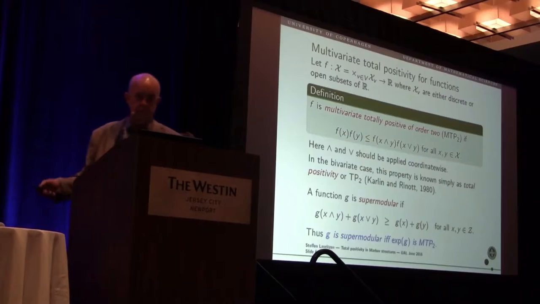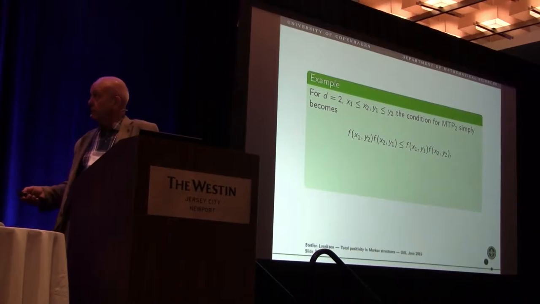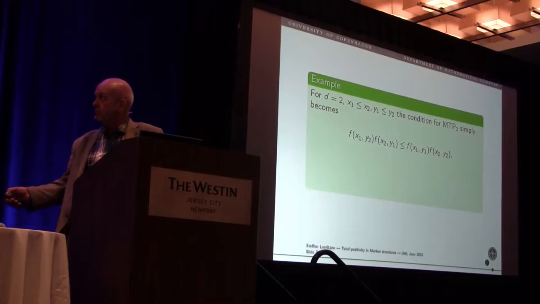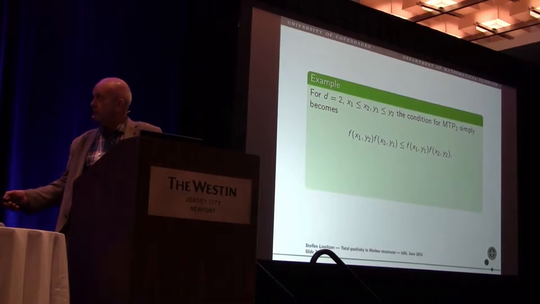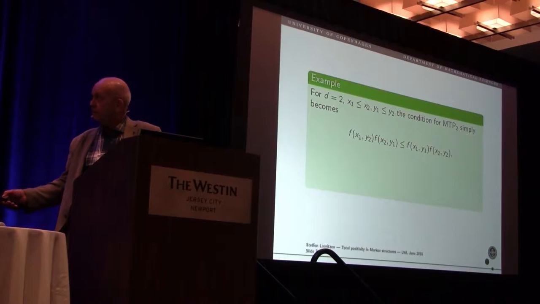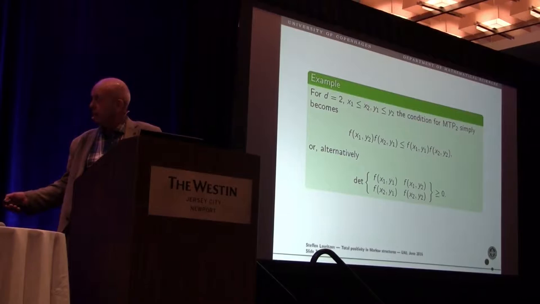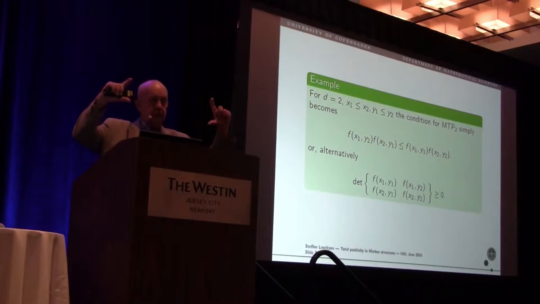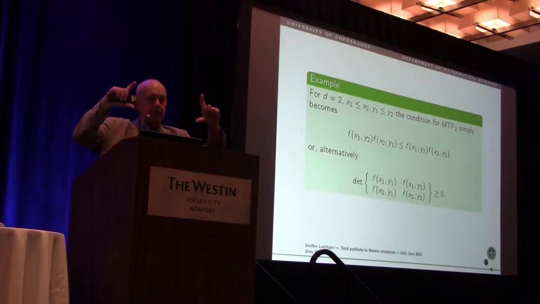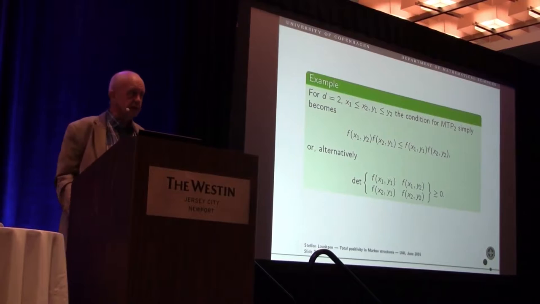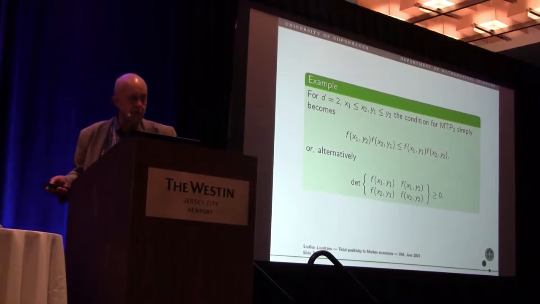Let me convince you that this is an interesting object. So here's just a small example. If you just look at a two-dimensional case, which is a bivariate case, you have x1, x2, and y1 and y2. Suppose x2 is the largest and y2 is the largest, then this product should be smaller than that product. In other words, this is the same as saying that a certain determinant is non-negative. This really means that if you take any four values that go together like max, min, and two pairs, and you take the corresponding determinant, that determinant will be positive. It's a very simple condition, and it is somehow astonishing how much you can get from that.